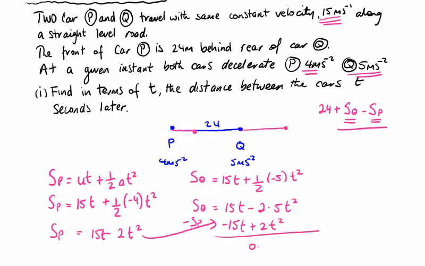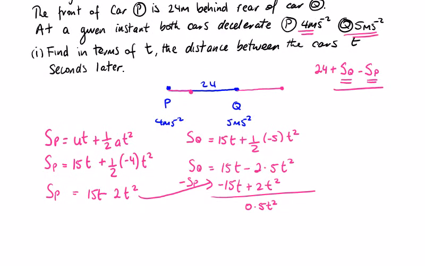So I'm going to get 0.5T squared. So the distance between them in terms of T is going to be 24. Careful, 24 minus 0.5T squared, and that's going to be 24 plus S of Q minus S of P. So this is the answer to part 1.